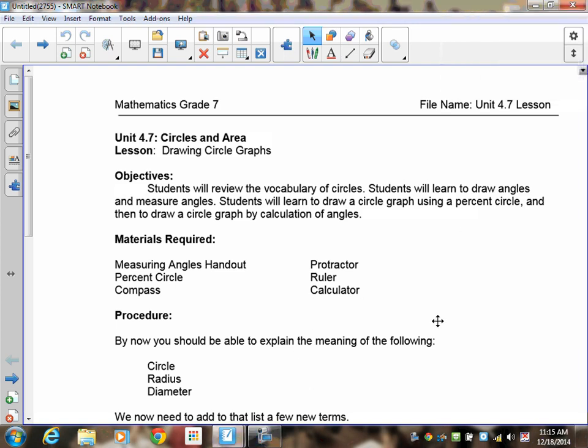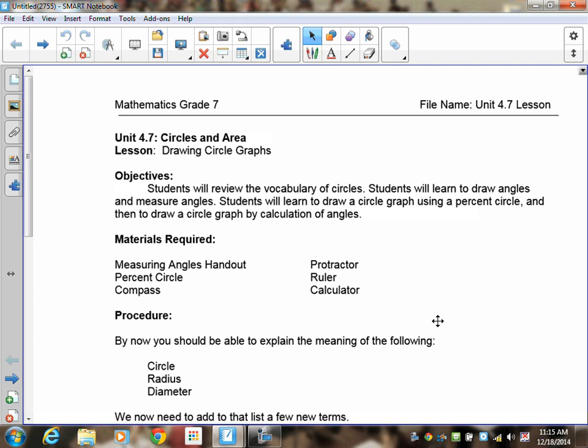Welcome to lesson 4.7. In this lesson, students are going to review the vocabulary of circles. We're going to go over some of the basics so that you can remember them from grade 6. And we're going to learn to draw a circle graph using percent circle. And then we're going to do the same thing drawing it using angles.